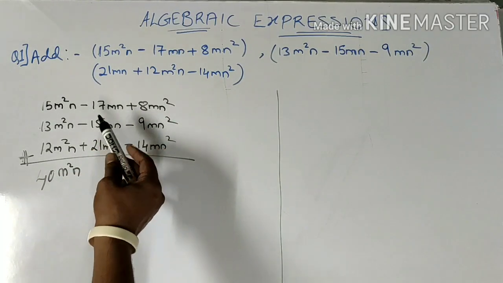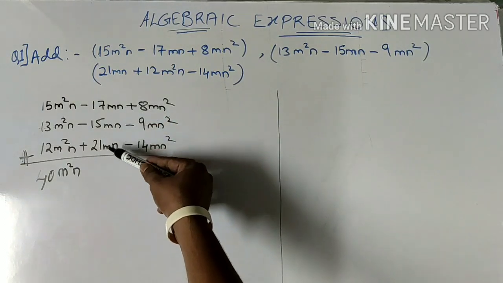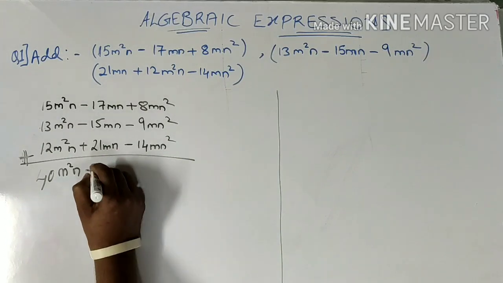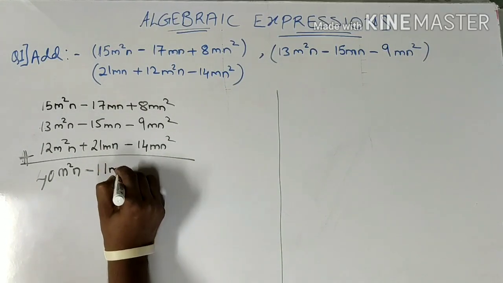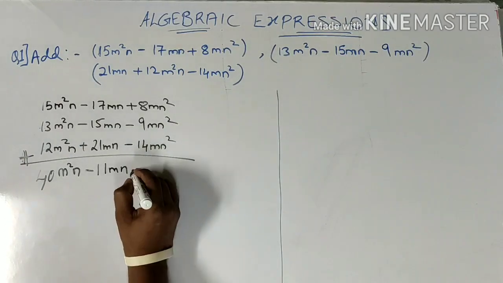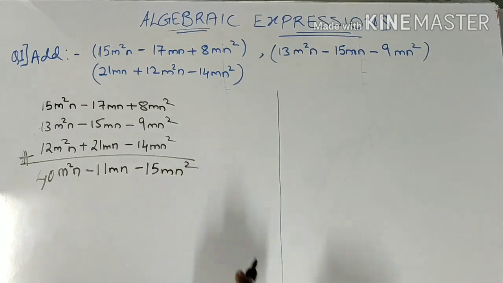Over here you will have minus 17mn, minus 15mn, and plus 21mn. It will give you minus 11mn. 8 minus 9 minus 14 will give you minus 15mn square.